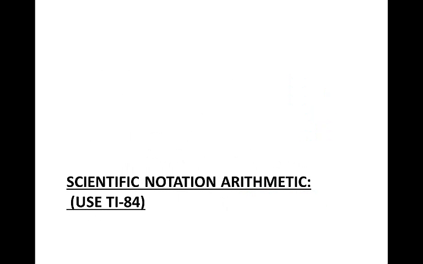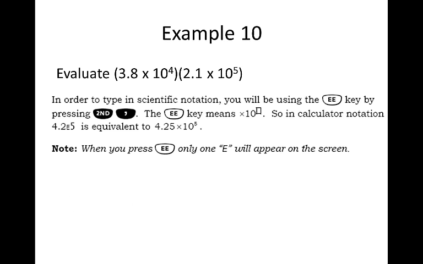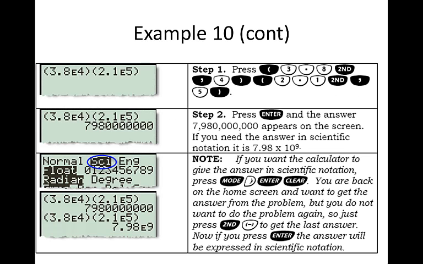So let's see how we can use the calculator to do this. So 3.8 times 10 to the 4th times 2.1 times 10 to the 5th. So we're going to use this EE key. And so when you press the E, only one E is going to appear. I'm not sure why that occurs, but that's how they have it set up. So we're going to do 3.8, and then you press the EE key, and then a 4. Again, that EE key means times 10 to the, and then we put the number after that.